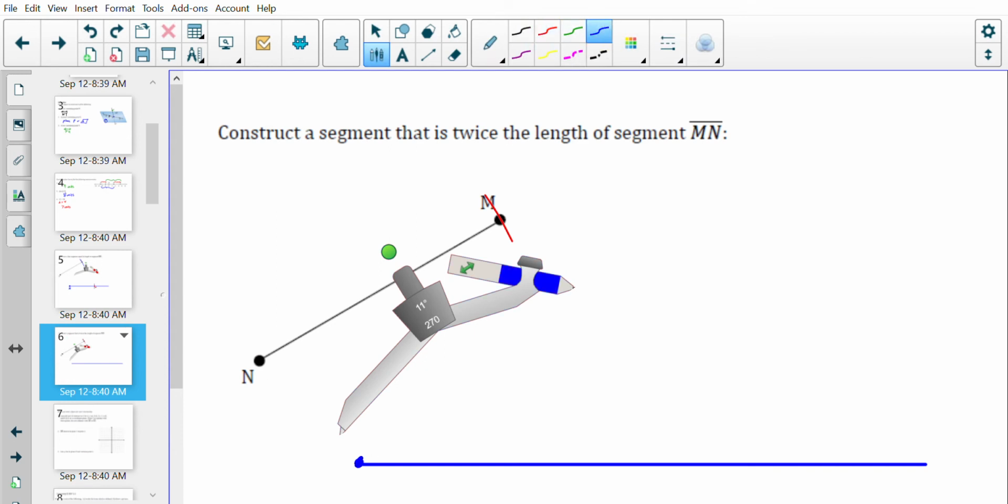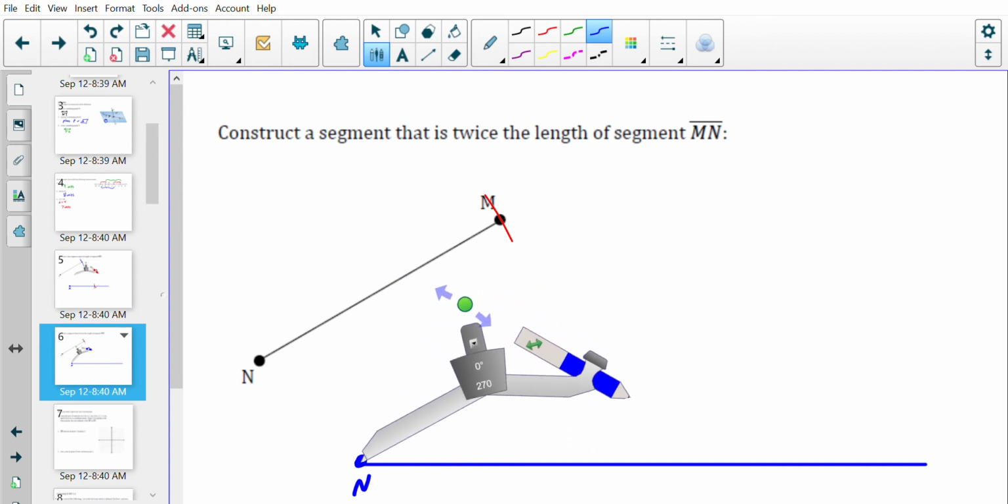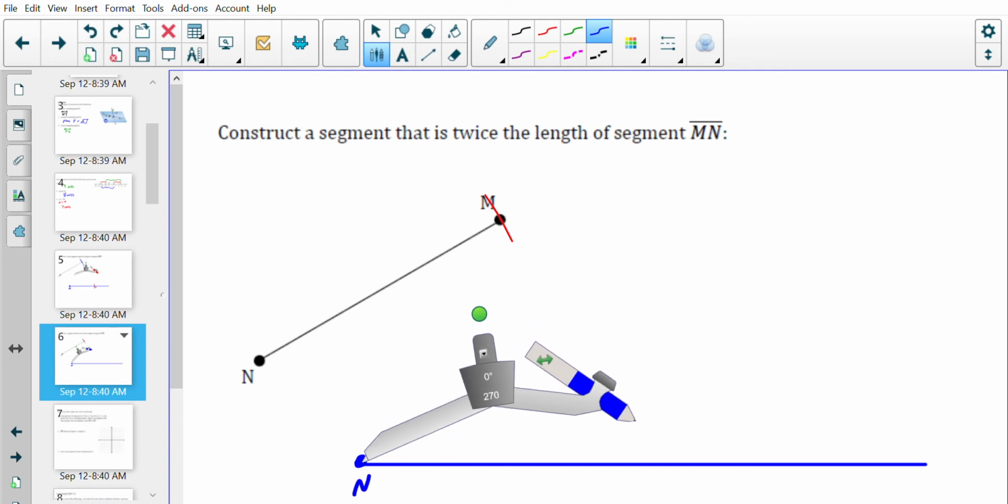And again, here we have point N. There's our end point of N. I'm going to stick the non-pencil part of the compass on point N. And once I'm satisfied with where I want to be, I'm just going to mark through the line.